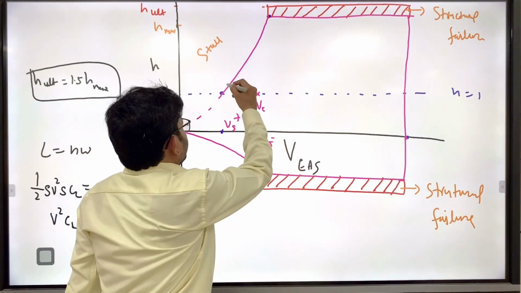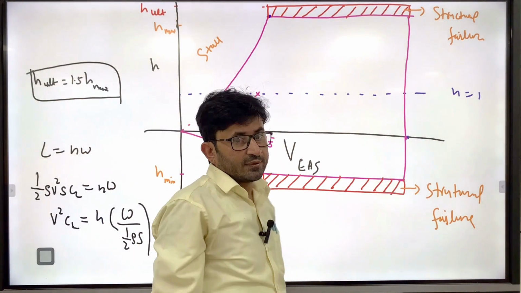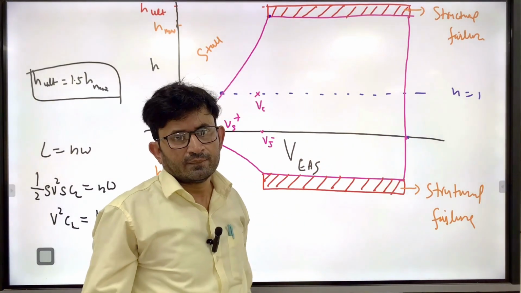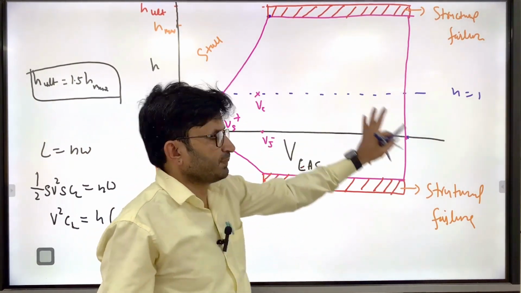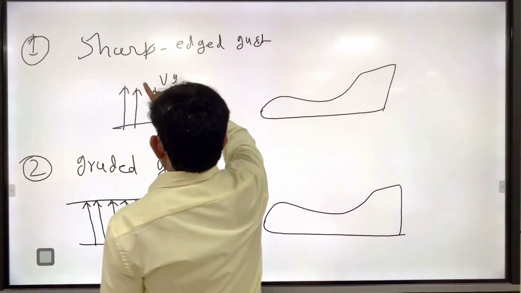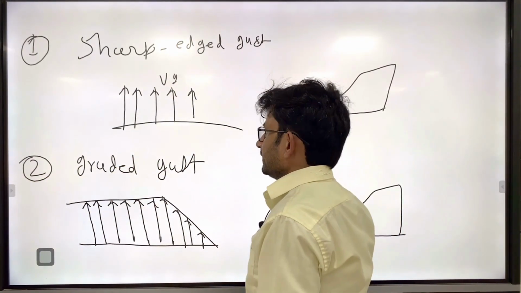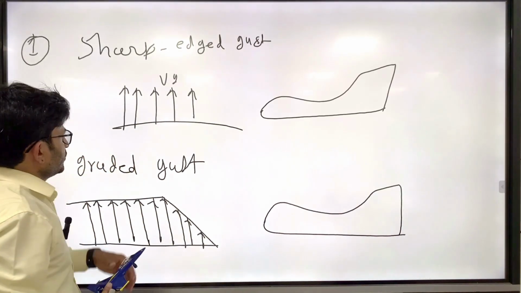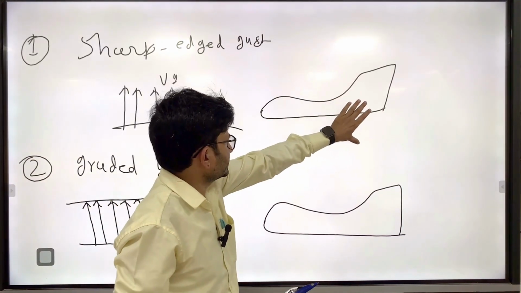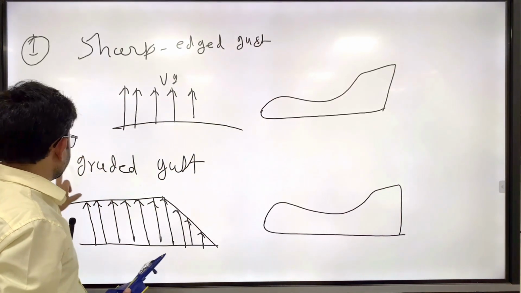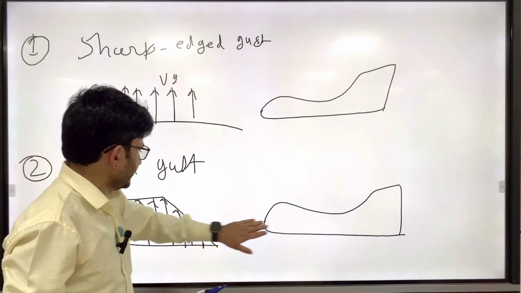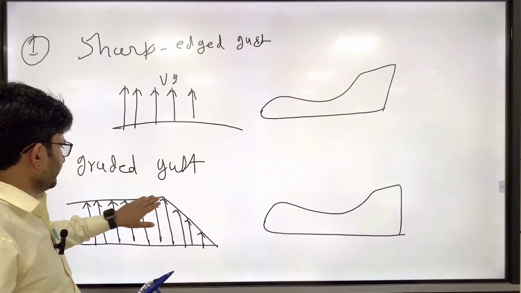So that means flying here, at the stall condition, is dangerous, because if any gust comes, it will try to push you out of the VN diagram. This is also called the performance limit of the aircraft. So we'll consider one by one. First we'll take the sharp edge gust, which is not the most realistic case, but first you can consider this. This is a vertical gust, and this is the aircraft you are entering. And the second one is a graded gust. That means when the aircraft is entering, slowly it is getting built up and then becomes constant.